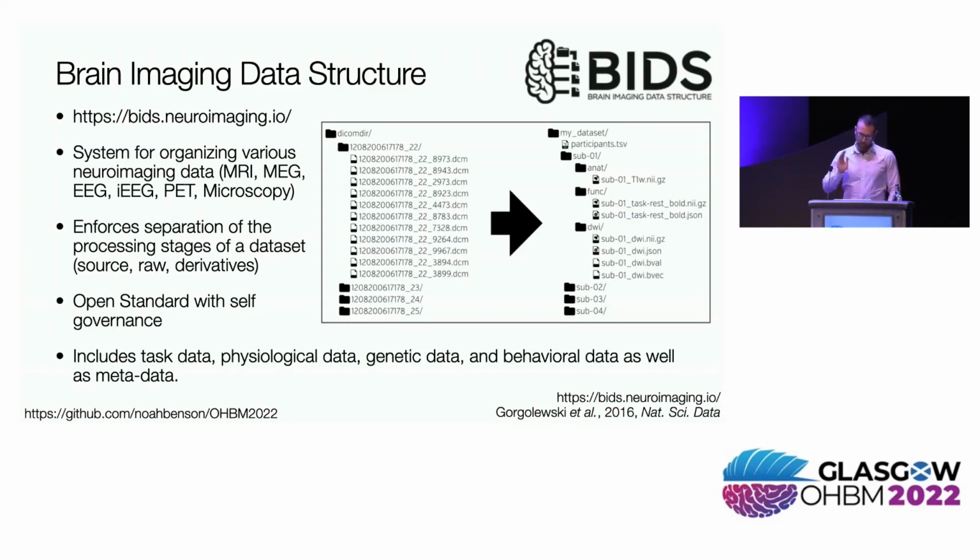One of the most significant advancements, I think, in the sharing of neuroimaging data in recent years is the development of the Brain Imaging Data Structure, or BIDS. BIDS is a system for organizing both the raw data and the derived data from neuroimaging experiments such that they can easily be understood and interpreted by others. BIDS is an open, self-governed standard that handles not just MRI data, but physiological, genetic, and behavioral data, and it works for many modalities, not just MRI, but also MEG, EEG, electrocorticography, PET, and microscopy.